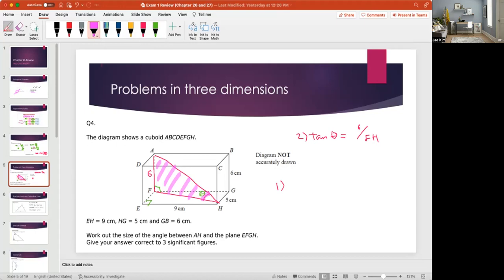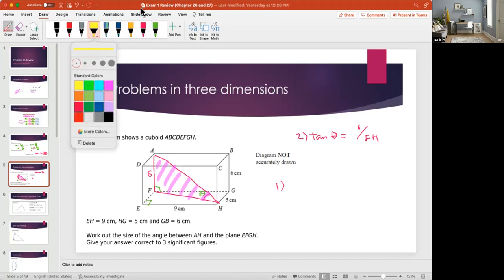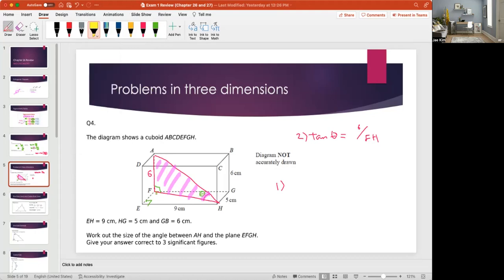Use different color to show this. Okay, so that's this triangle on the floor. So if I were to redraw it, this F, E, H with 90 degrees. So let's put some dimensions in. This is 9. This is 5.